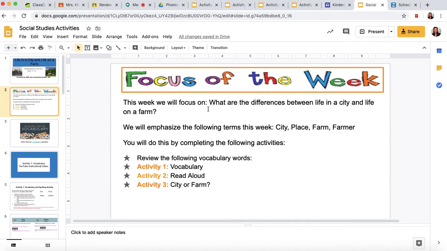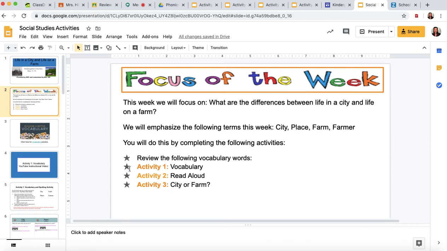Looking at the focus for this week. This week we will focus on the differences between life in the city and life on a farm. The vocabulary we're going to focus on are these right here: city, place, farm, and farmer. And you will do this by completing the following activities.